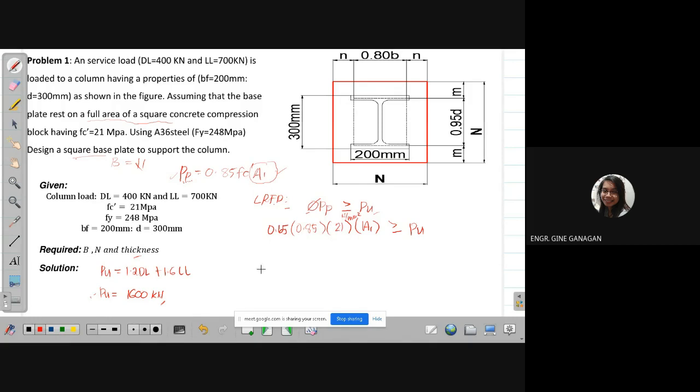So, ano yung value ng area 1 natin dito? So, kindly solve this. So, yung area 1 natin should be greater or equal to. So, yung makukuha natin dito is in mm squared. So, yung PU natin dito is 1,600 times 1,000 in Newton. So, what would be our area 1? So, anyone?